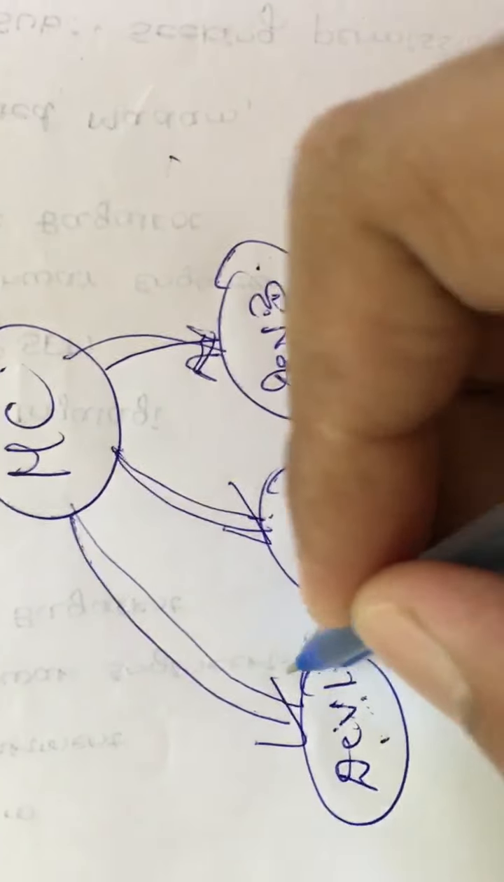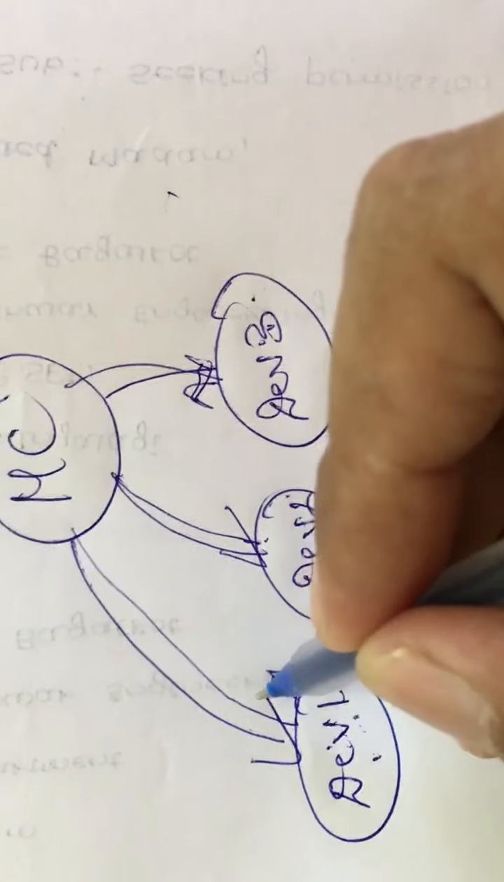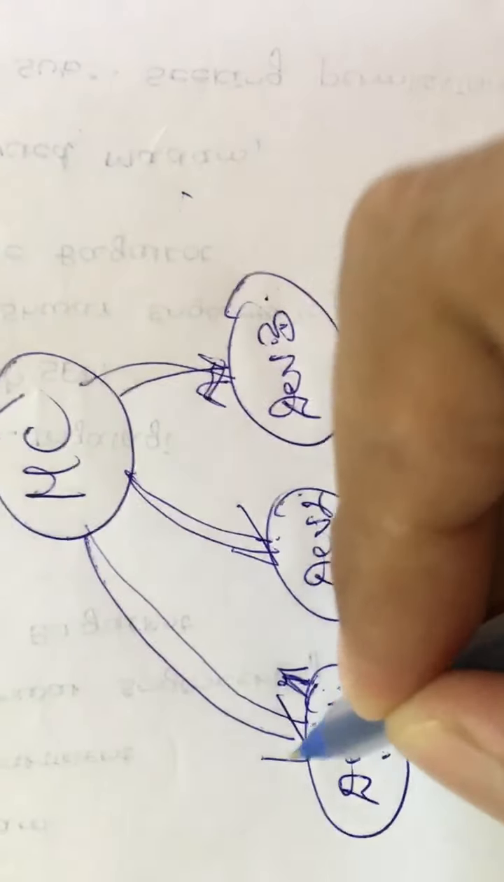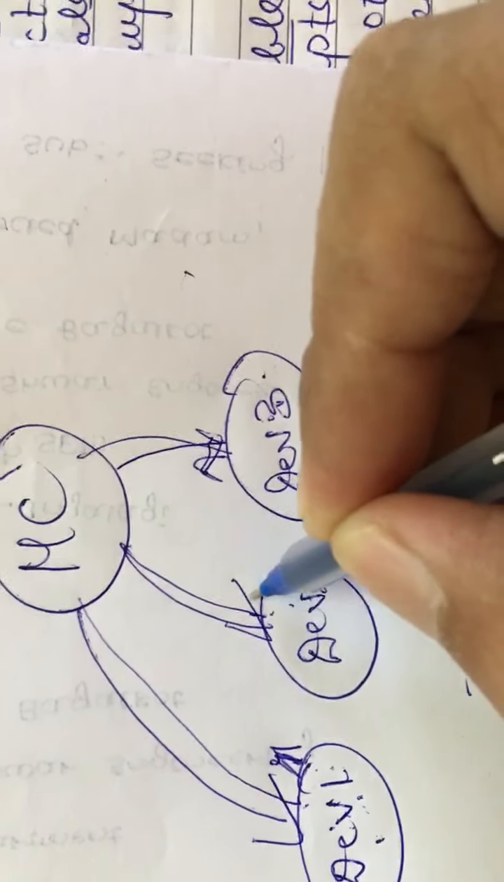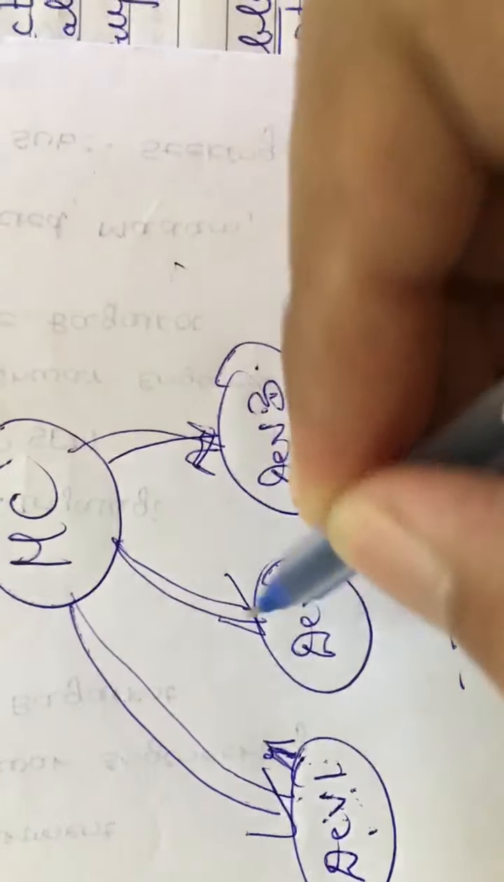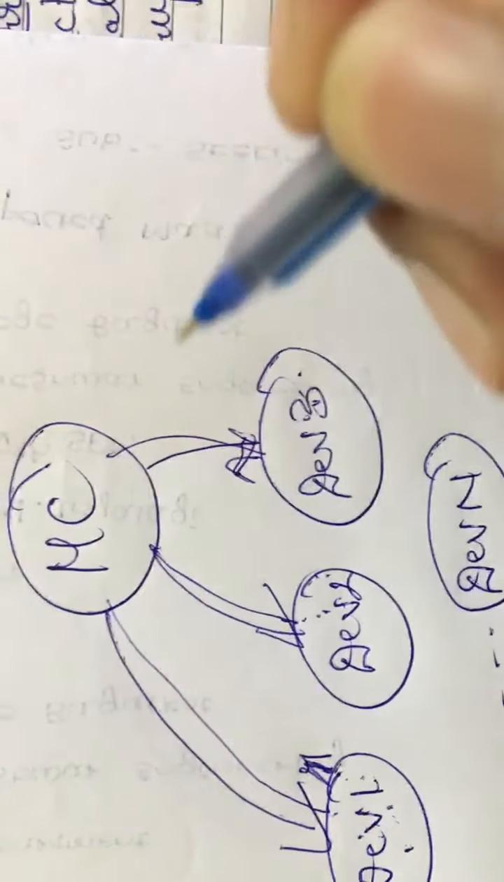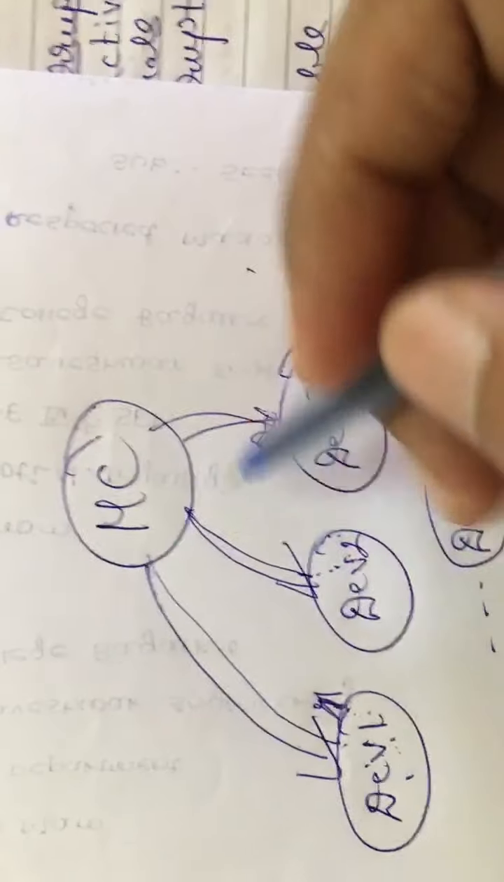First device 1: until device 1 raises its request, that has to be completed, then it will move to device 2. Until device 2 raises its request, the service has to be completed, then it will move to device 3, next it will move to device 4, and so on. This process is called polling.